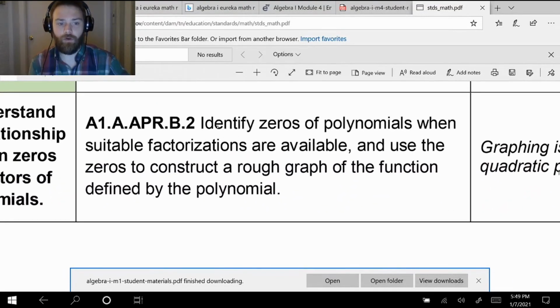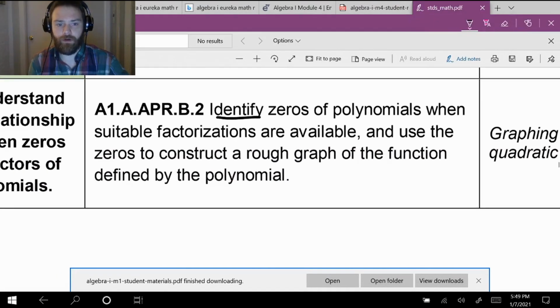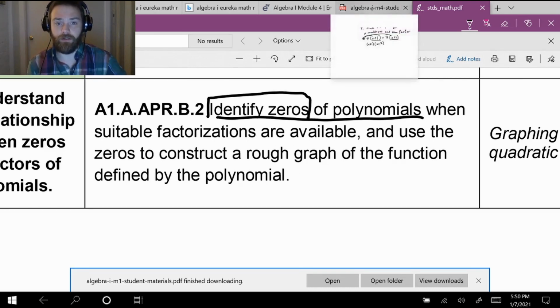Your whole goal for this is to identify zeros of polynomials when suitable factorizations are available. Okay, so we just did that. We just factored the polynomial. The only thing we have left to do is identify the zeros. So there's a suitable factorization available to us, and we just factored that quadratic. A quadratic is a type of polynomial. And we use the zeros to construct a rough graph of the function. We haven't done that yet. We have to identify the zeros and then draw a rough graph of the function. But that's pretty easy, okay?